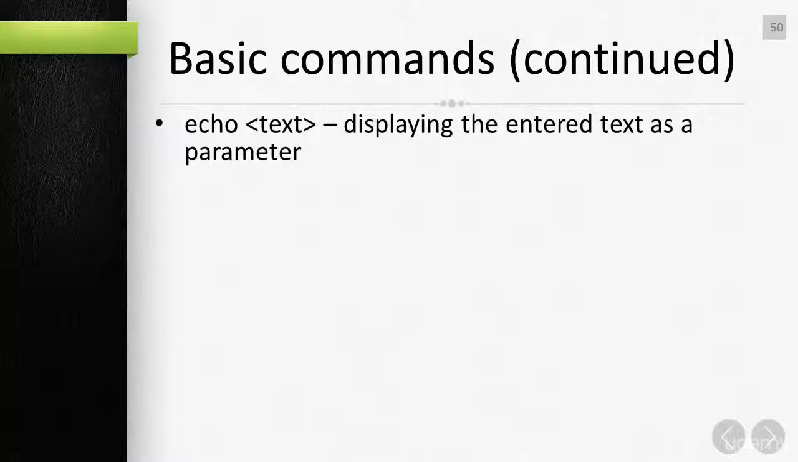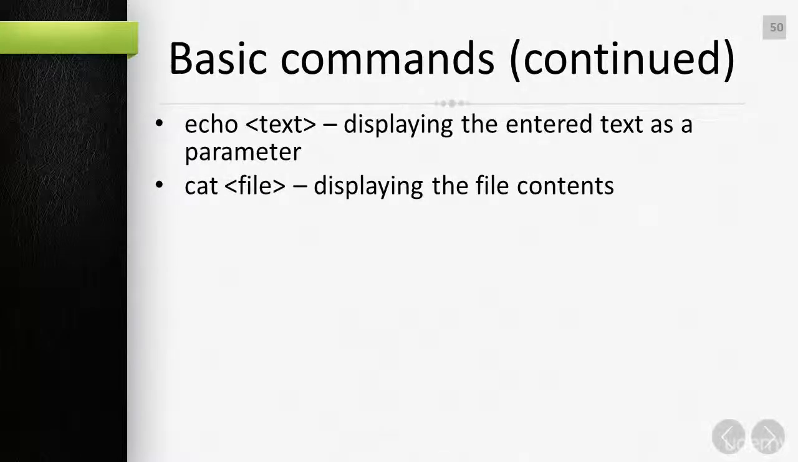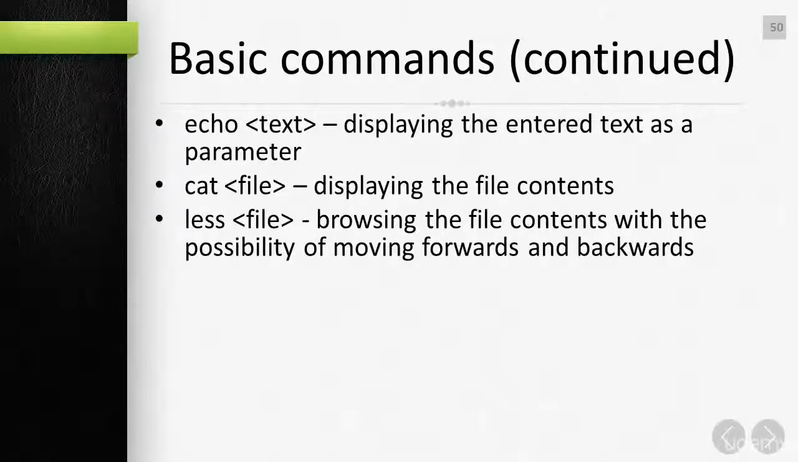Echo is another interesting command. It displays the text that is given as the command's parameter. Cat displays the contents of the file. Less displays contents of the text file in the terminal, one page at a time. Use up or down arrows to move the file up or down one line at a time.